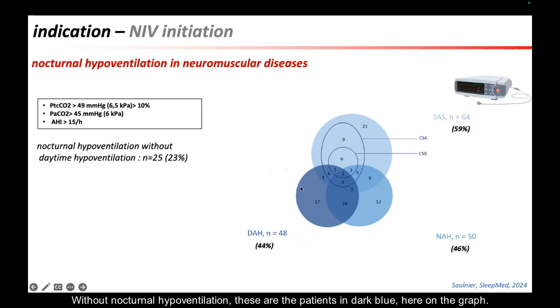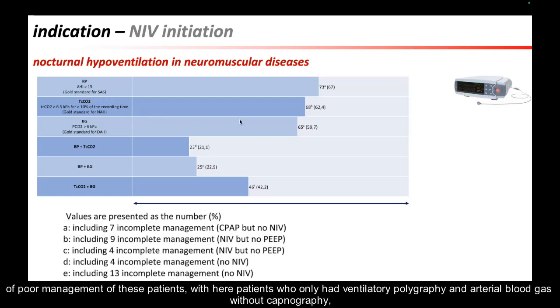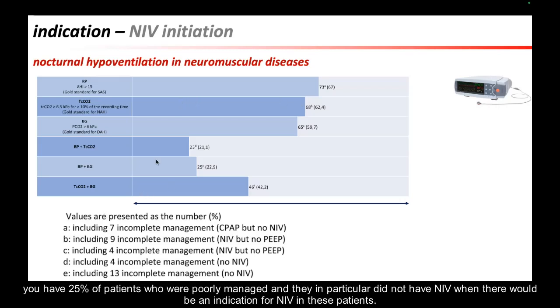Without nocturnal hypoventilation, these are the patients in dark blue, here on the graph. And the fact that we don't do nocturnal capnography in these patients exposes a risk of poor management of these patients, with here patients who only had ventilatory polygraphy and arterial blood gas without capnography. You have 25% of patients who were poorly managed, and they in particular did not have NIV when there would be an indication for NIV in these patients.